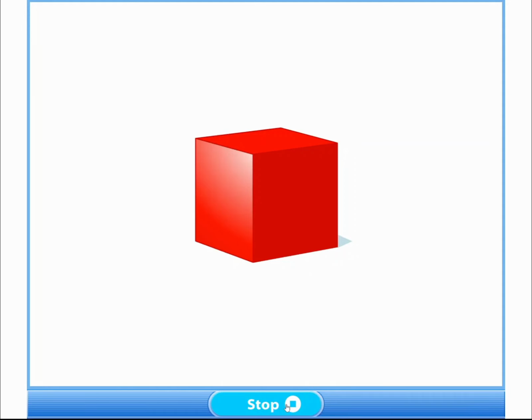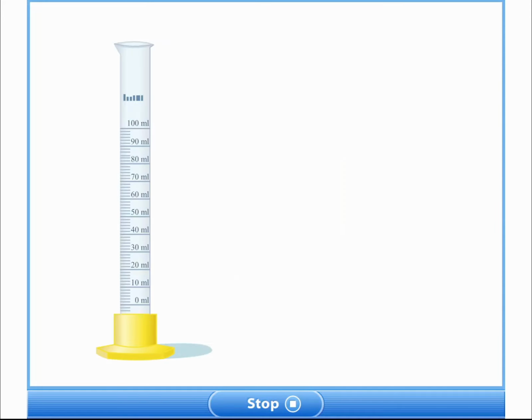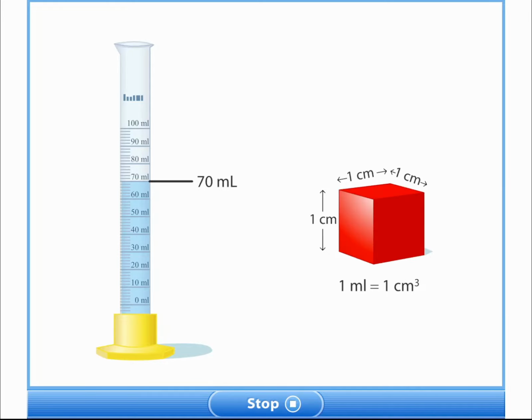Volume is defined as the amount of space occupied by an object. The volume of a solid, like this cube, may be measured in cubic meters or cubic centimeters. The volume of a liquid is often measured in liters or milliliters. 1 milliliter is equal to 1 cubic centimeter.